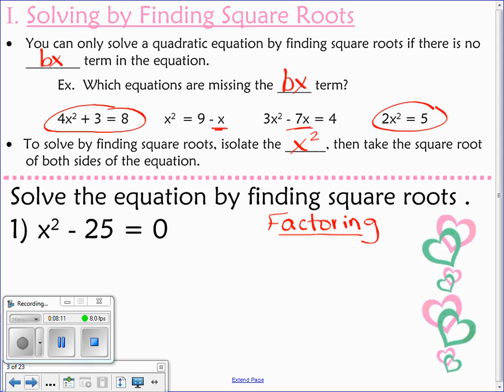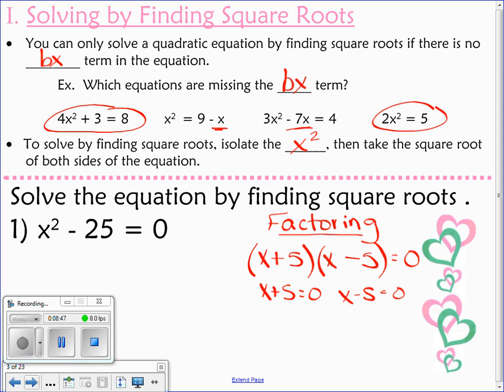Hopefully. If you don't, we're in big trouble. How does this factor? They're your squares. Right? If your last one's negative, what are your signs? Plus, minus. Square root of x squared? Just x. And square root of 25? Okay, so we would have factored, and then you would set each one equal to 0, right? Good. All right, so set each one equal to 0 and solve.